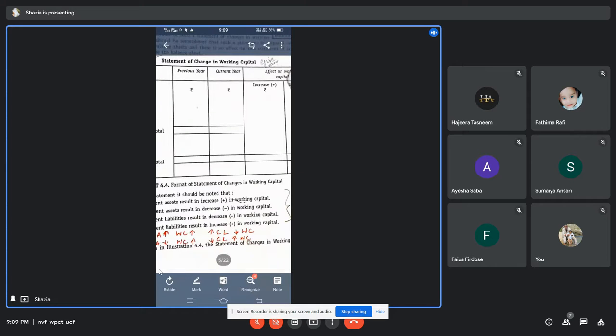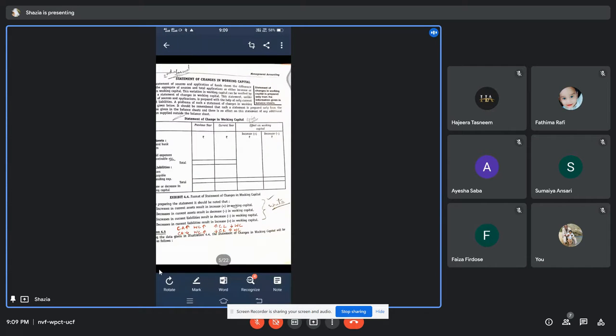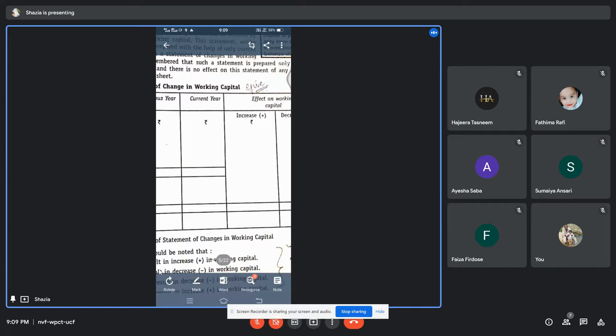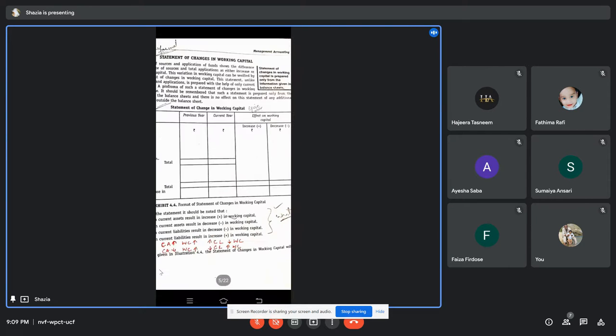See, increases in working capital. Now you have two columns here. One column is for increases, the other is for decreases. So the difference that comes, 10 rupees, you have to take in the increase column. That difference of 10 rupees you have to take here. Okay. Same way, see the second method.